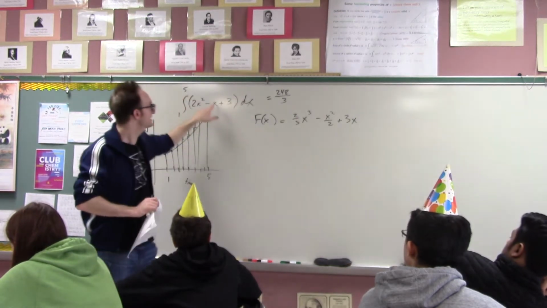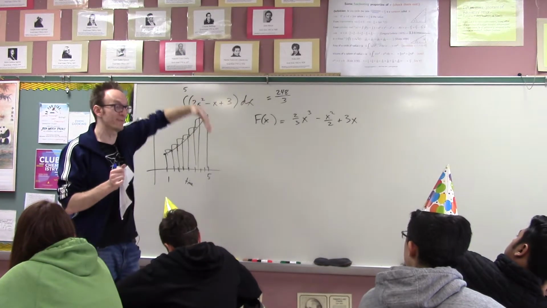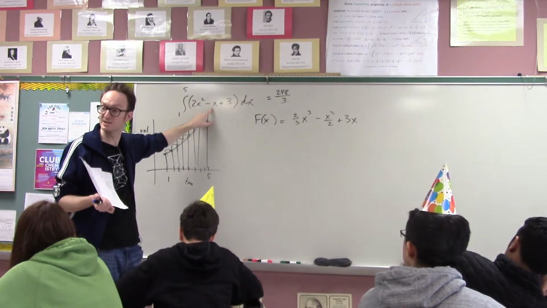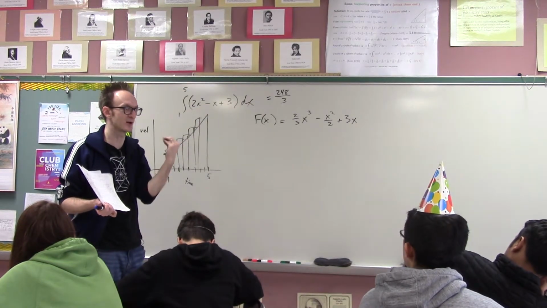I'm taking this velocity curve, and the thing is that there are an infinite number of different position curves that have this as their velocity. They all differ by a constant. Is everyone feeling this? Yeah. This is like the whole course right here.